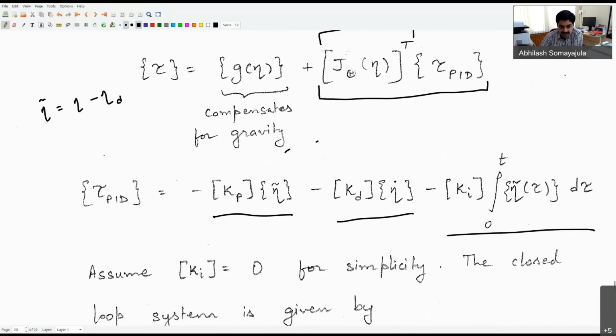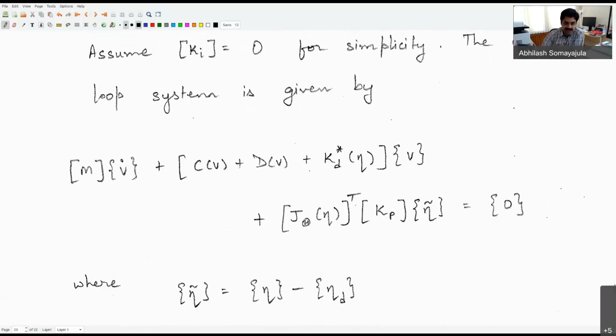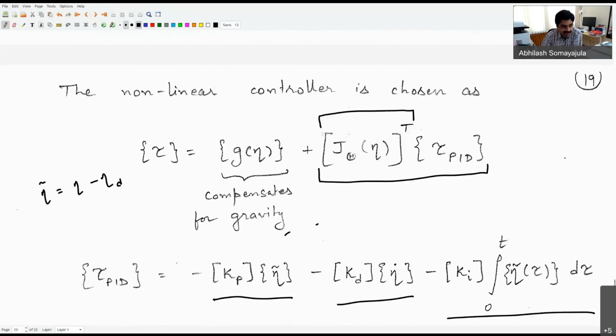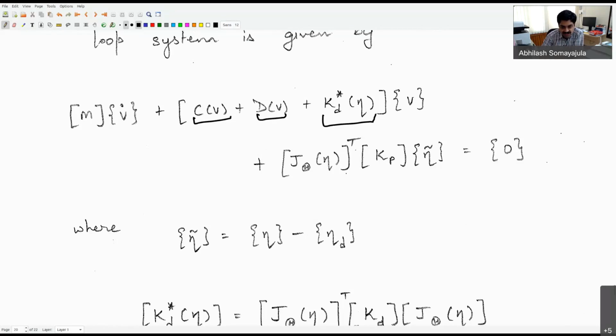Okay, so by substituting this control law tau into our equations of motion, you'll see that this becomes M v dot plus C, which is the Coriolis matrix, plus the damping matrix. There is an additional term coming from the derivative part of the controller. I'm calling it Kd star to differentiate it from Kd, because Kd star will be different from Kd. That stems from multiplying by J transpose somewhere. We'll see what the expression for Kd star is. And then we have plus J transpose Kp times eta tilde is equal to 0.